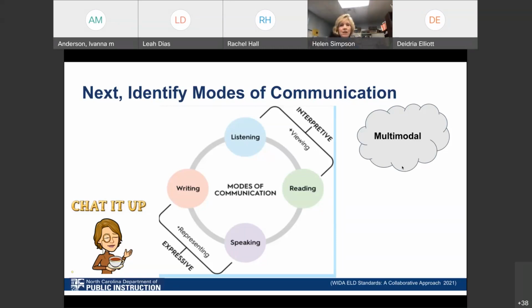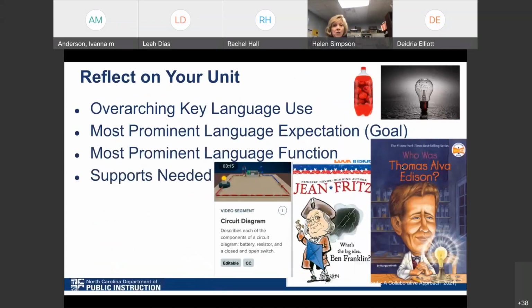So perfect. Okay, so we talked about last time we worked on our Padlet and you all identified a unit with a couple of learning activities embedded in that unit and what you thought your overarching key language use would be. And so we've done that. And so now we're going to dig a little deeper and we're going to look at language expectations for an upcoming unit. So within that language expectation, we're going to look at the most prominent ones in our unit, and then the most prominent language functions, and then the supports that are needed.